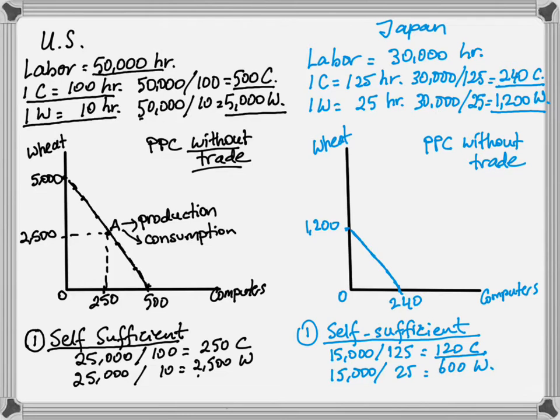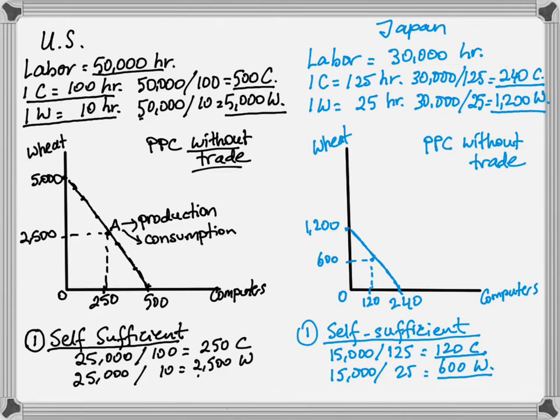Let's put that here, 120 computers. And using the other half of the labor hours, Japan can produce 600 tons of wheat. Let's put that here somewhere. That's 600 tons of wheat. So this is the production combination Japan chooses to be self-sufficient.